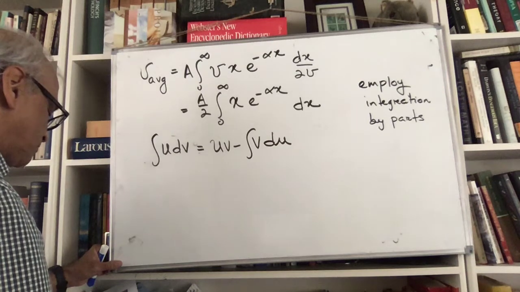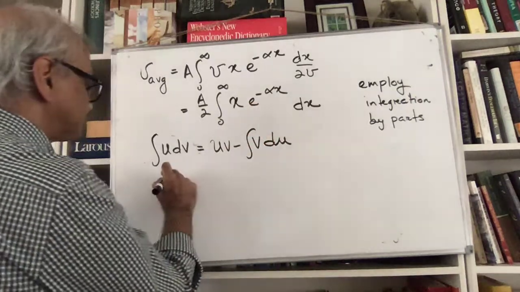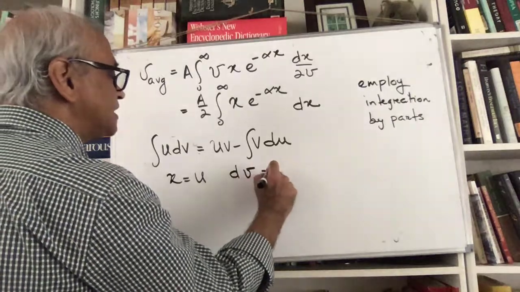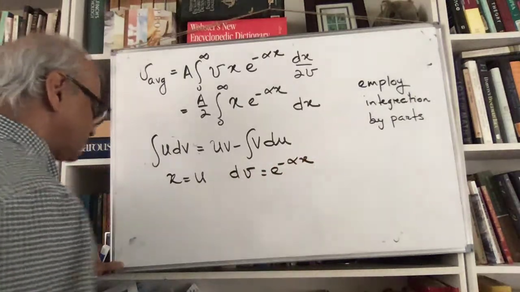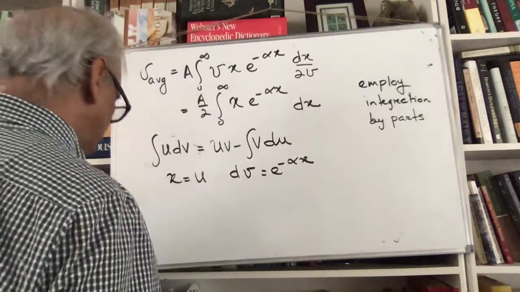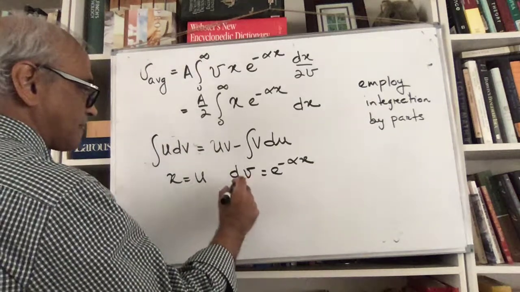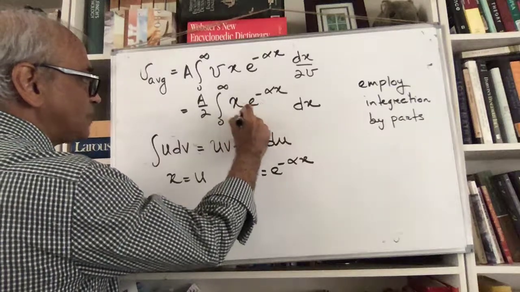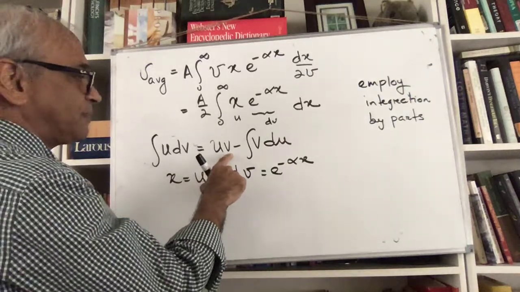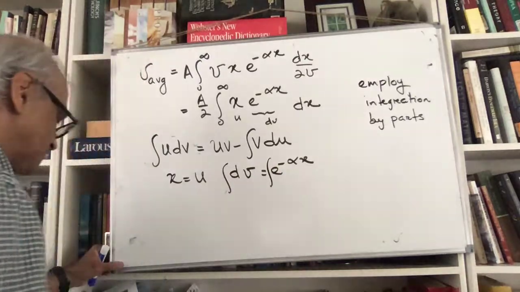All right, so what I can do here is say x is u and dv is e to the power minus alpha x. So if dv is that, I need to find out what v is. So this is my u and this is my dv. The first u stays x by itself, but I need to figure out what v is, so I need to take an integration of that.